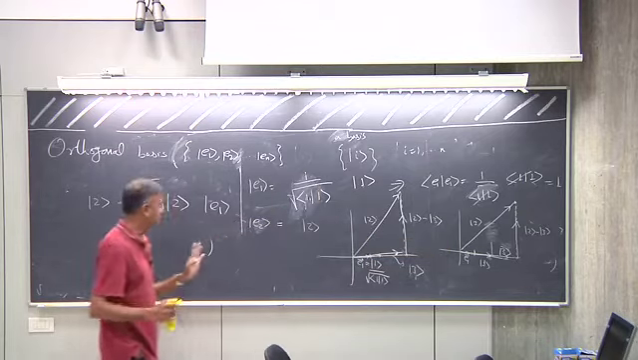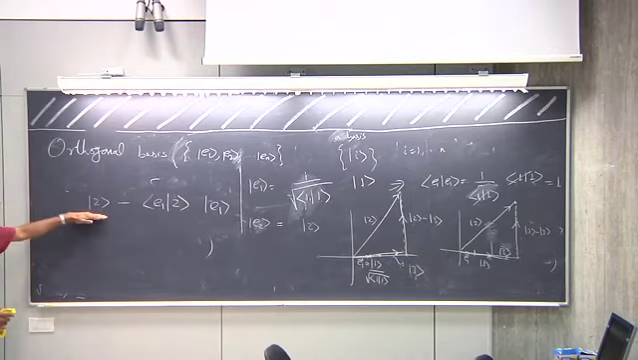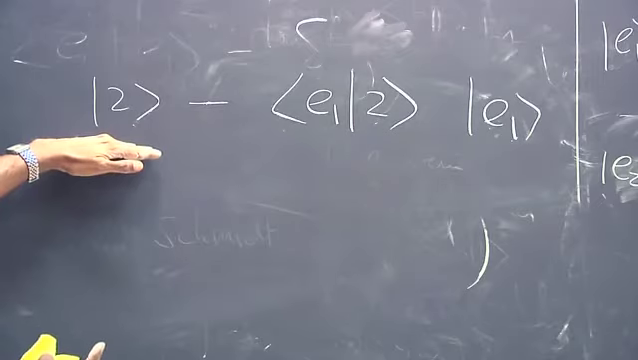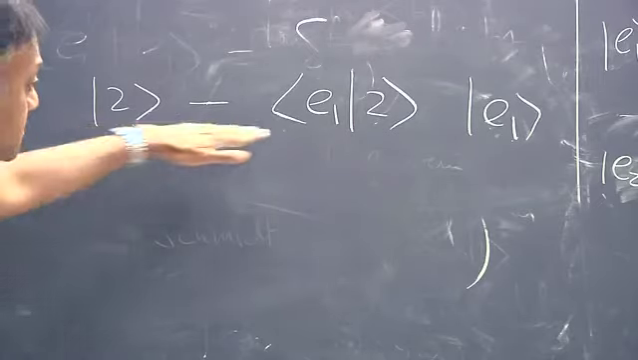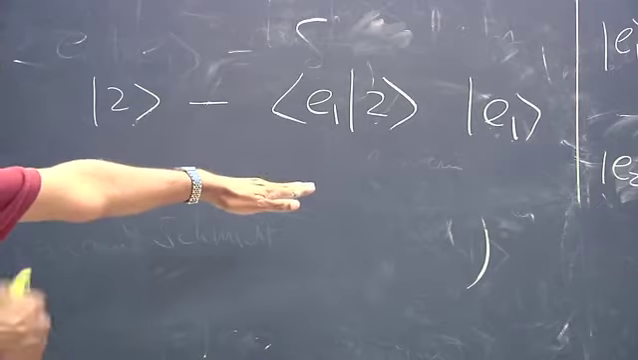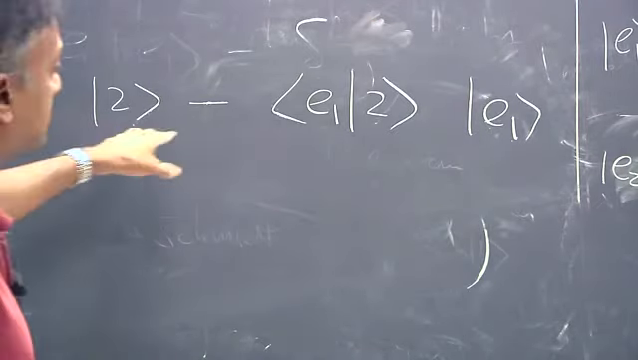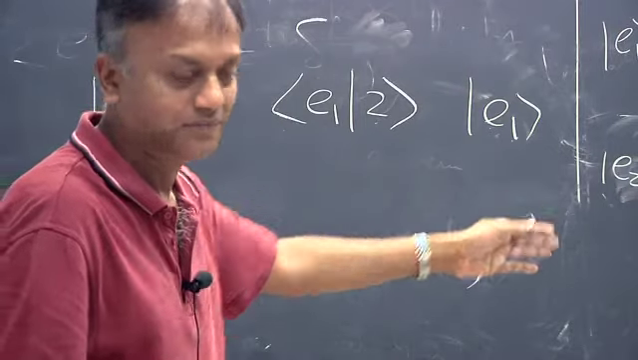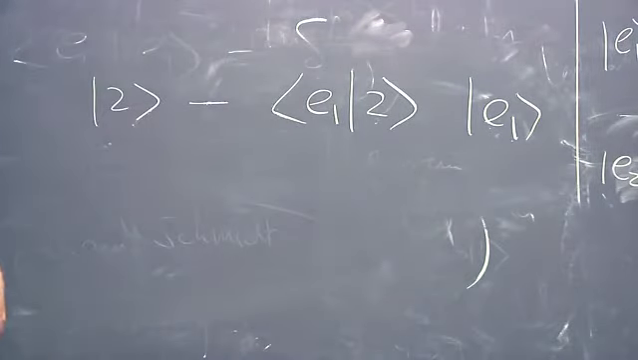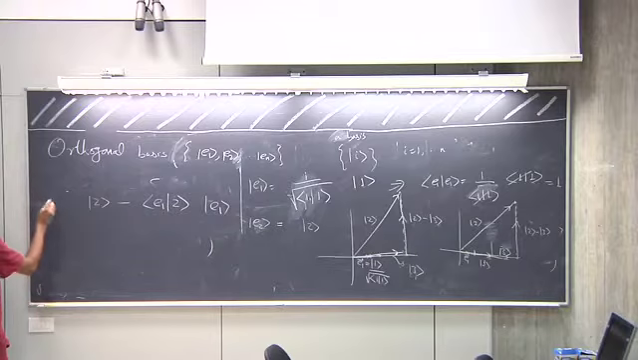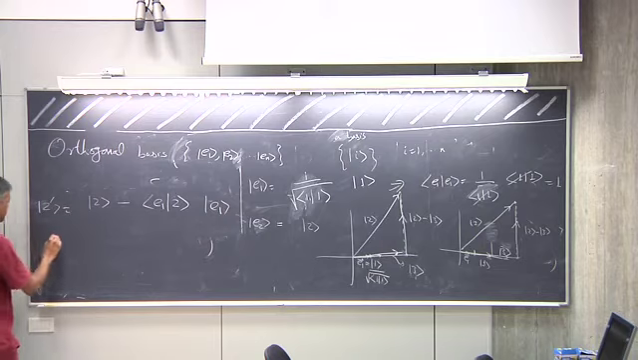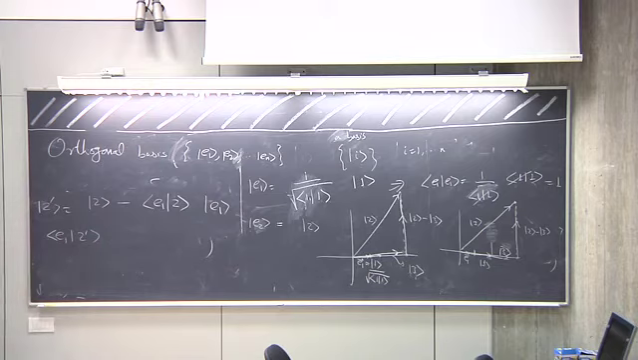So let's check first of all. We want to check whether this is orthogonal to E1 or not. Right? Its length is not equal to 1 yet, but that is the easy part. I can always divide by the length. But first of all, let's check whether this is orthogonal to E1. So let's call this some vector 2 prime. I want to check whether this 2 prime is orthogonal to E1 or not.